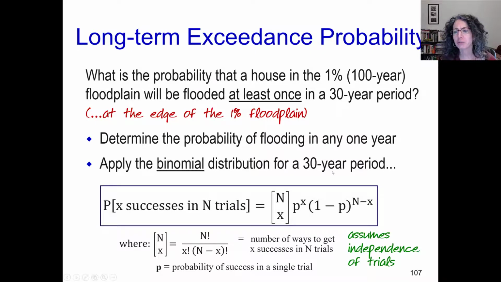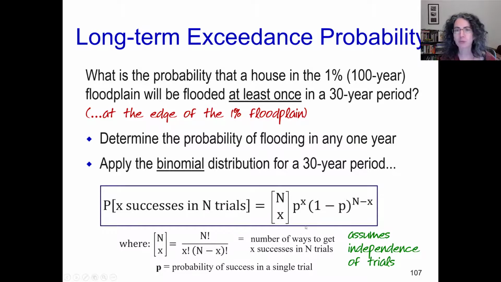So the binomial distribution is defined as X number of successes in N trials. In this case, the success is a flood. So that's not an interpretation we want to share with our stakeholders, but it works in applying the binomial distribution. So X floods in N years.